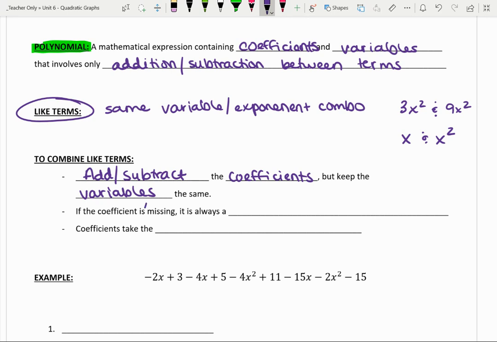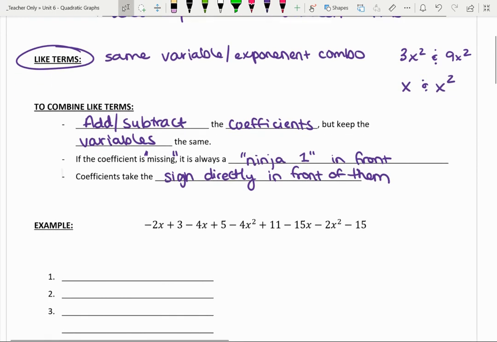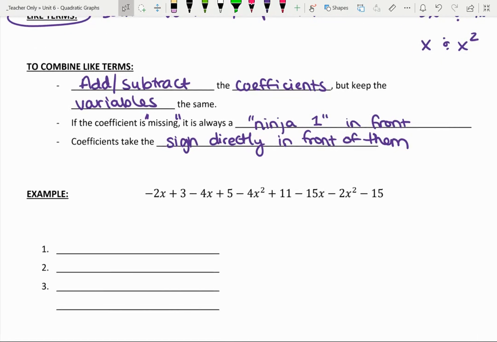Now, if it looks like the coefficient is missing, so if there's no number in front of the variable, remember we have that little ninja 1 in front to keep an eye out for. And something to keep in mind, which will make a little more sense as we look through an example, is that coefficients always take the sign directly in front of them. So whether we see a plus or a minus, that's going to tell us whether the number we're dealing with is a positive or a negative.